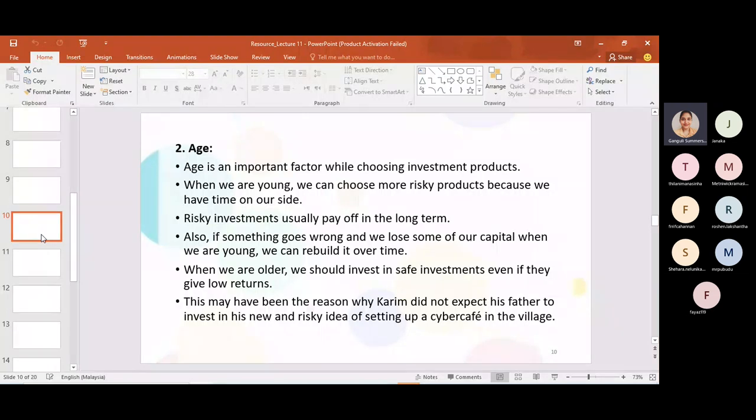Excuse me, it's true that Karim took a risk, but if his wife loses her job or something goes wrong, they won't be able to pay the loan, ma'am. Yes, Tilani. Yes, that's true.